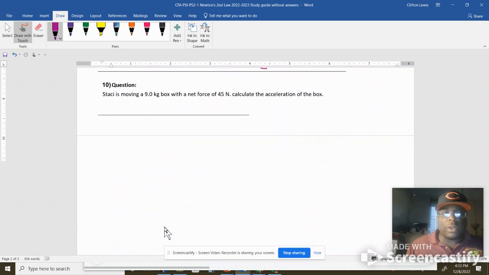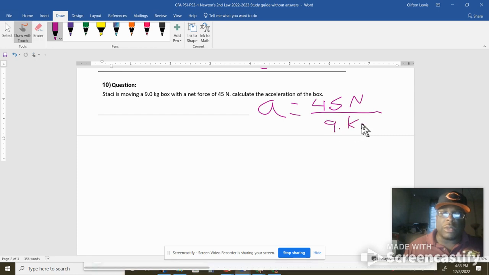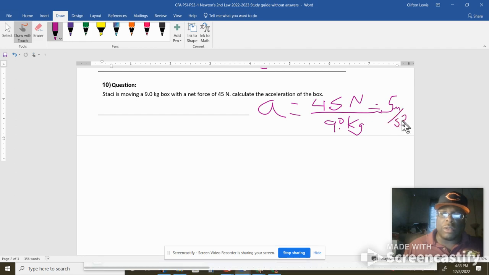All right. So my homegirl Stacy is moving the 9 kilogram box with a net force of 45. Calculate the acceleration of the box. Same formula. So a equals the force, which is 45 newtons, divided by the mass, which is 9 kilograms, and that equals 5 meters per second squared.